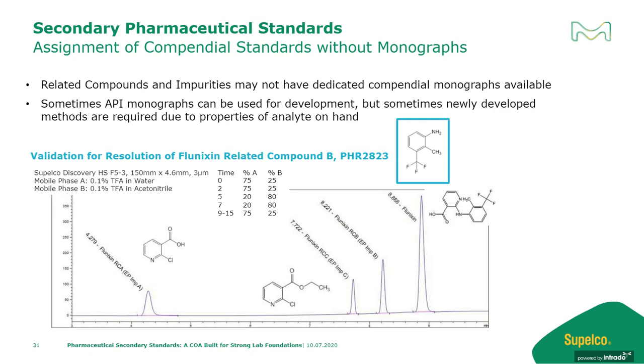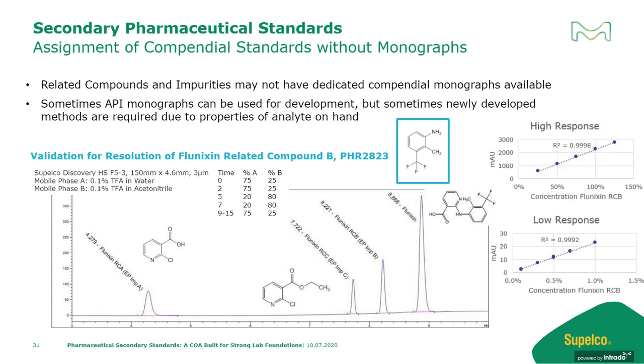But in this new method, we demonstrated resolution against the API and other related compounds, related compound A, or C. High-range linearity for assay assignment, and low-range linearity for impurity assignments were evaluated. Method validation of the new method would check for appropriate selectivity, peak shape, linearity, RSD, and other factors.